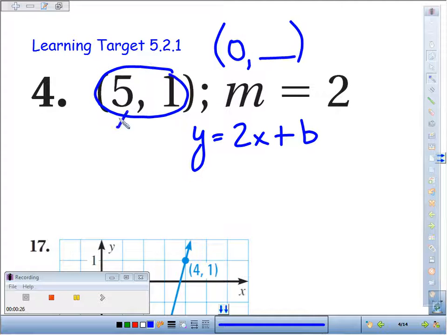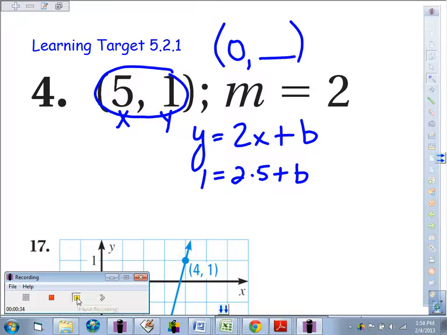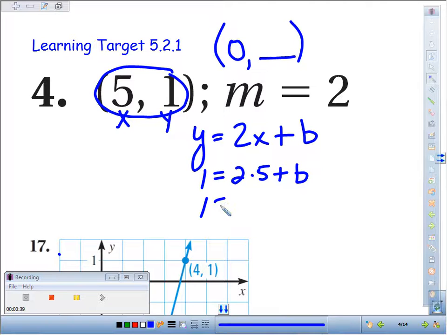Okay, we know that when x is 5, y is 1. That has to work in this equation. So we'd say 1 equals 2 times 5 plus b. We're looking at 1 equals 10 plus b. And you say, well, 1 doesn't equal 10. See, we have to figure out the y-intercept. What can we tweak this equation by to make this statement true?